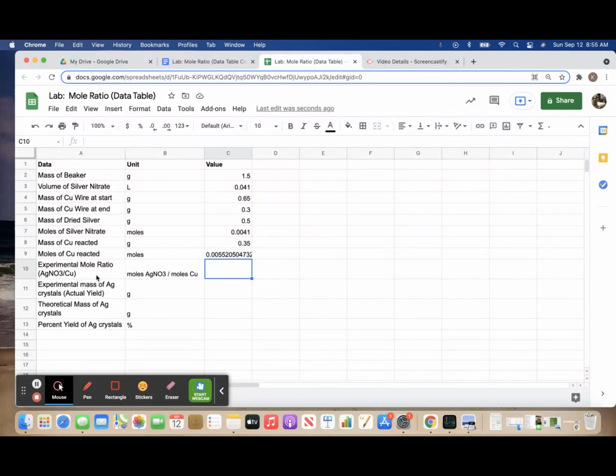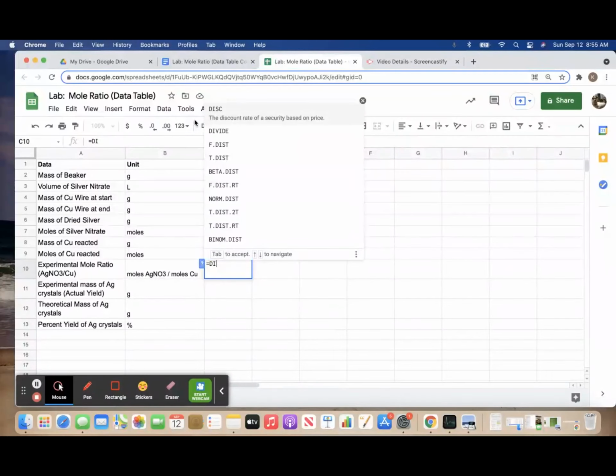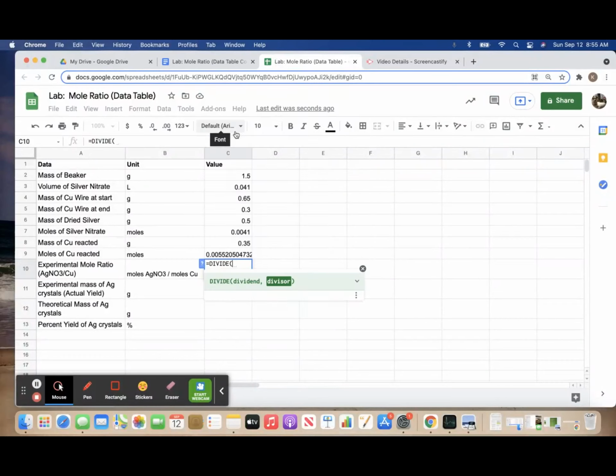Next, we're going to do the experimental mole ratio. Now, again, your numbers are going to be very different here because I just made up this data. But for the experimental mole ratio, you would take the moles of AgNO3 over the moles of copper. So we're going to divide again. And then we want moles of AgNO3, which we found right here, comma, space, moles of copper. So that was C9. So then you close the parentheses and hit enter.